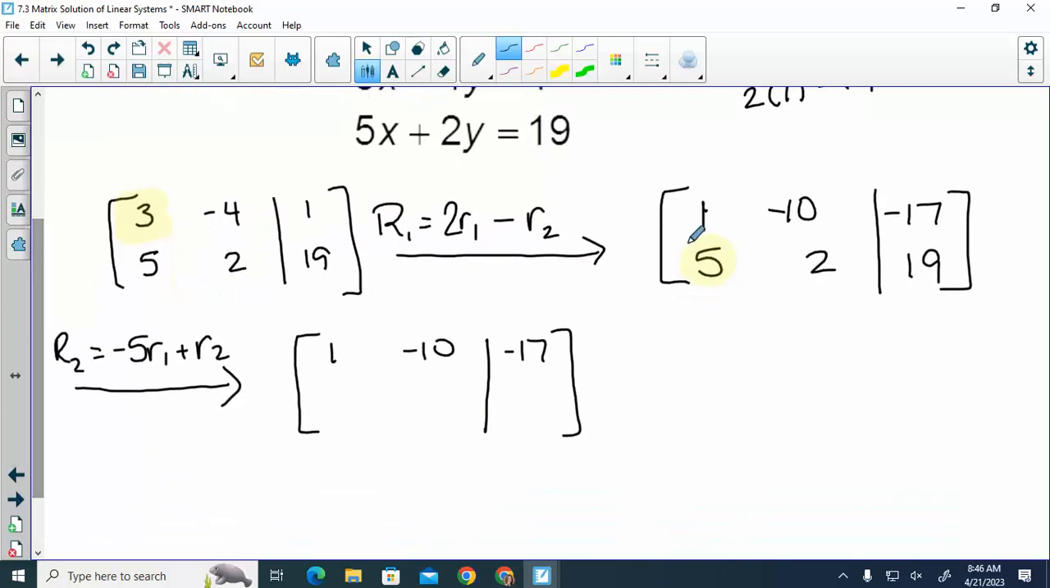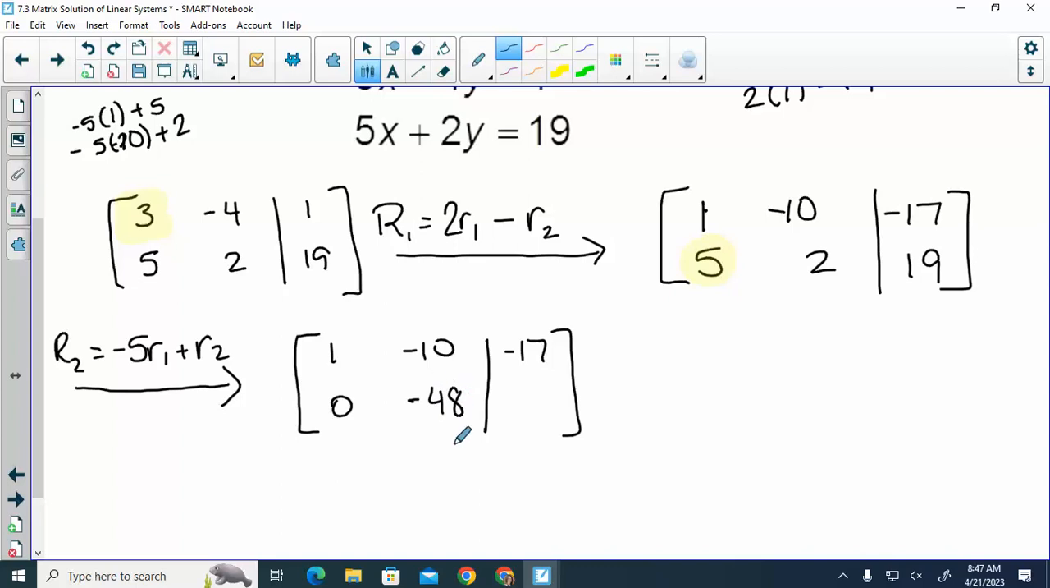Alright, so -5 times 1 plus 5. Can we go ahead and put 0 in all of them? Only if they all turn into 0. So -5 times row 1 is -10 plus row 2, so we get -48.